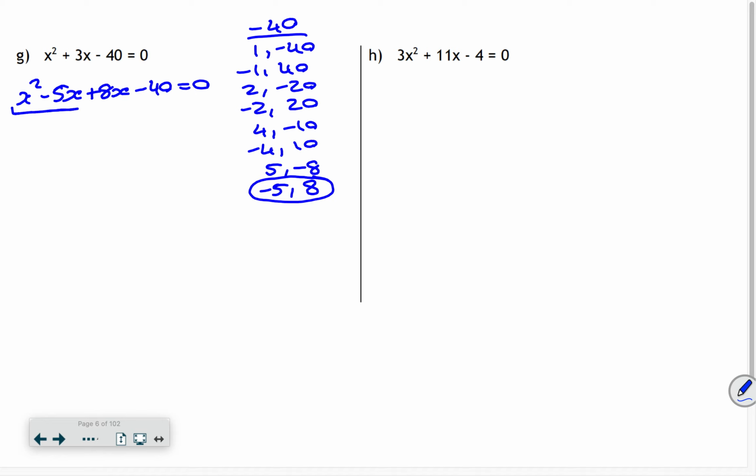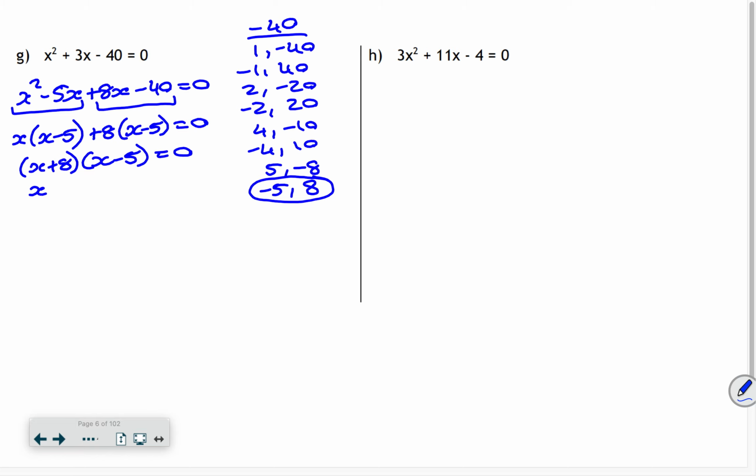We common factorise the first two, and common factorise the second two. So that will be x bracket x minus 5 plus 8 bracket x minus 5 is equal to 0. So that means that x plus 8, x minus 5 is equal to 0. So x has to be minus 8 and x has to be 5.